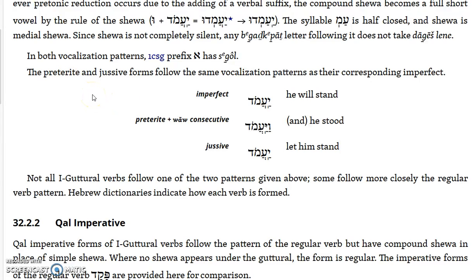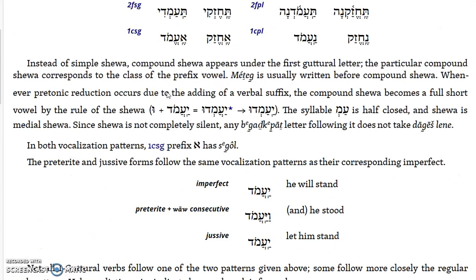In both vocalization patterns, the first common singular prefix aleph has a segol. So segol, even here, again, the aleph likes E vowels. And so that even influences what is usually an A half vowel, hataf patah, into being a hataf segol.